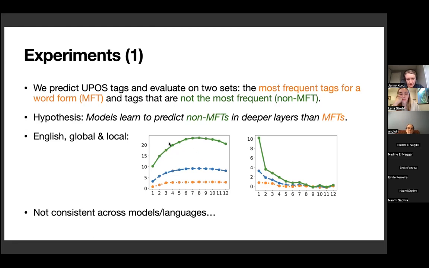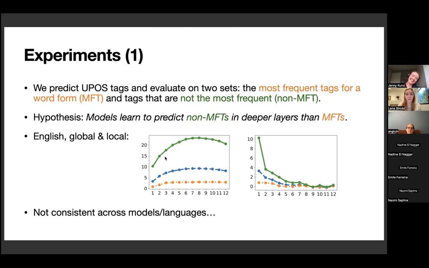And what you see here in green is the non-most frequent tags. What you see in orange is the most frequent tags, and the blue one is both, according to the distribution in the data. And what you see here, for the non-most frequent tags, there is generally much more information added compared to the baseline, which, of course, is obvious.